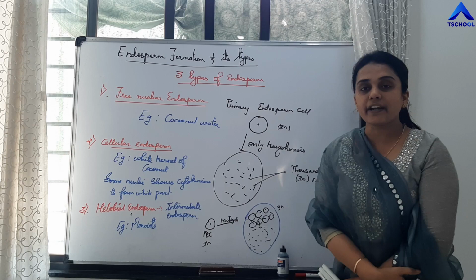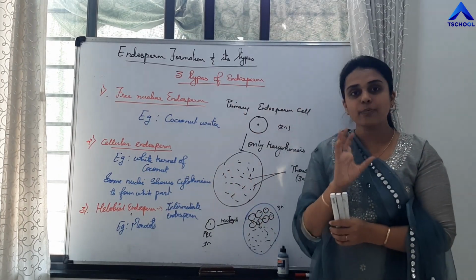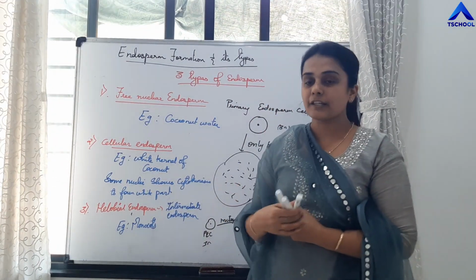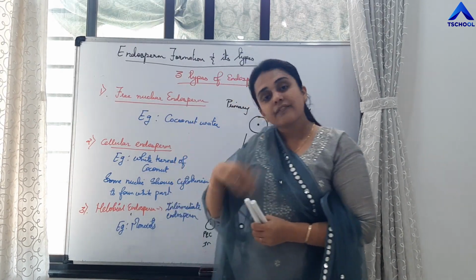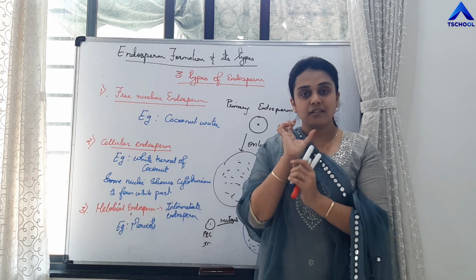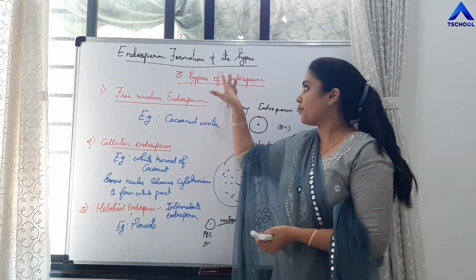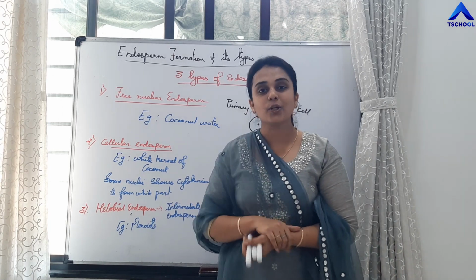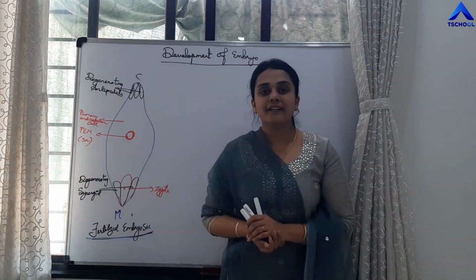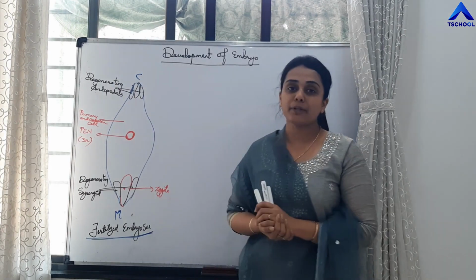So these are the three types of endosperm: free nuclear endosperm seen in coconut water, cellular endosperm seen in the white kernel, the white part of coconut, and halobial endosperm, which is seen in monocots. Right? So what is our next topic, students? We have studied syngamy, we have studied triple fusion. That is followed by endosperm formation. So, obviously, now, once nutritive endosperm is completely formed, the diploid zygote is now going to develop into an embryo by consuming the food from the endosperm. So our next topic is embryo development. So there is syngamy, triple fusion, endosperm formation, and finally there will be embryo development, right?